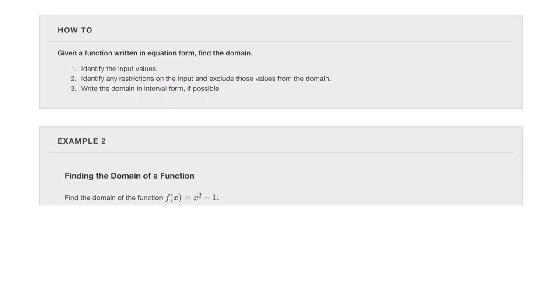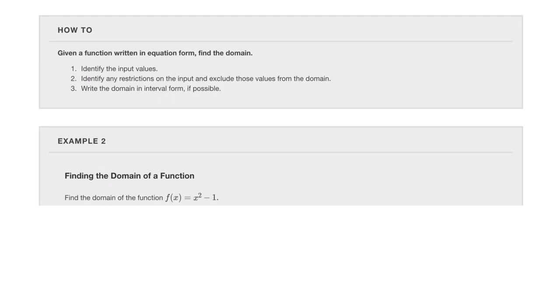Given a function written in equation form, we want to see how to find the domain. Identify the input values, identify any restrictions on the inputs, exclude those values from the domain, and then write the domain in interval form if possible. That first slide that we had, with all the graphs, showed us how we go from set builder notation to the graph form, and then finally to interval notation. And again, we'll work several examples where we're going to be doing that.